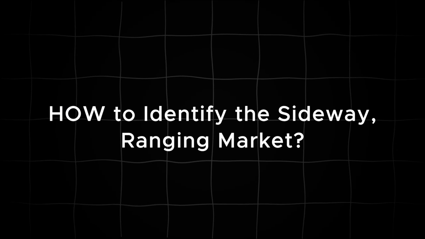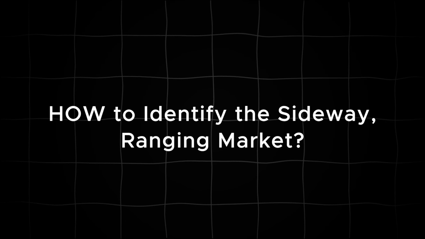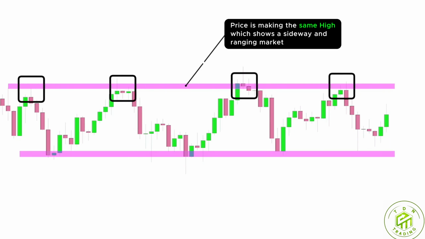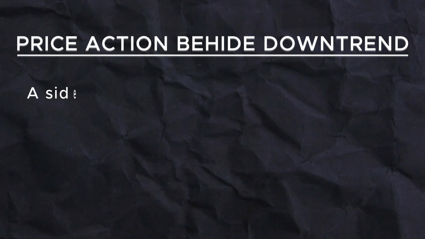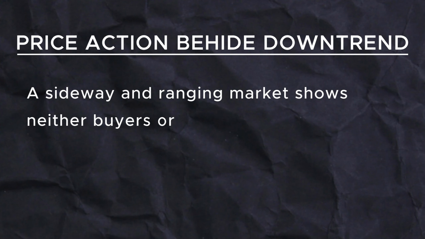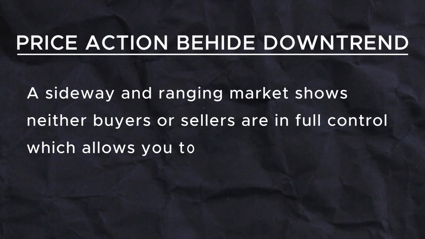So, how do you identify a sideways ranging market? Prices making same highs and same lows and moving in a sideways direction. In markets like this, look to take trades in both directions with confidence.